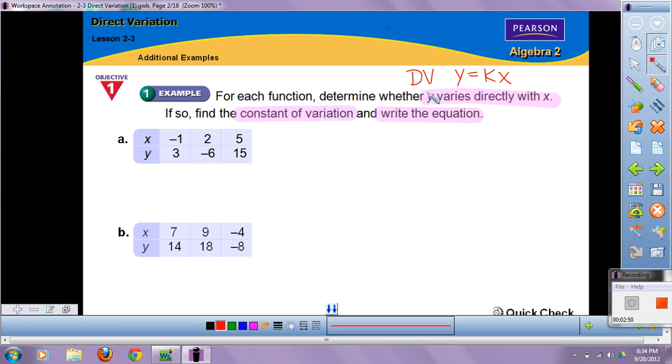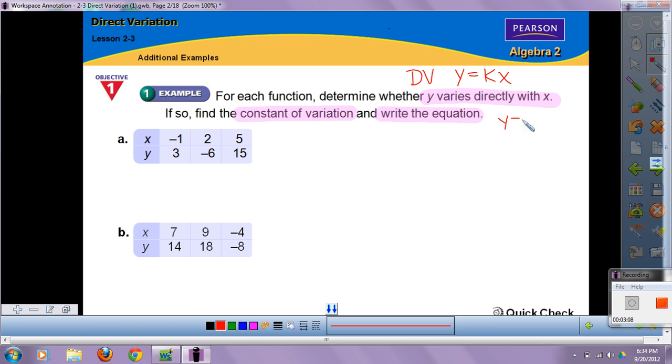So in order to determine if y varies directly with x, we need to know, is the k constant? Well, how do you find k? We learned about this in the last chapter. How do you solve for a variable? How do we get k alone? Well, this is k times x, so the opposite of multiplying by x is dividing both sides by x. So to find k, we're going to divide y by x. That's what we'll do here to see if it's a direct variation.